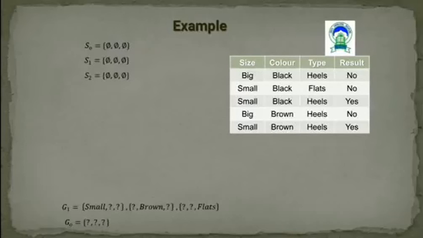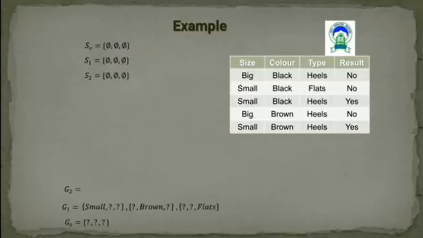And now let's talk about G2. What will G2 become? So let's compare this. Small and small, it is a match. Question mark and black, match. Question mark and hills, match. Here the result is yes, but the result which is given in the table is no. As it is no match, we have to exchange the values, means we have to write the opposite.